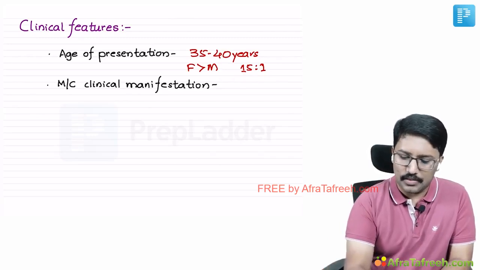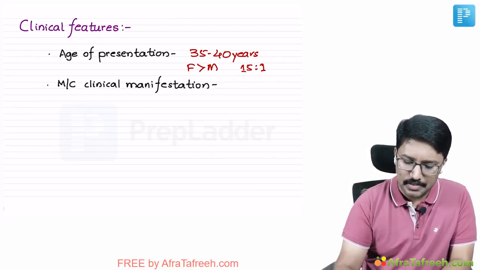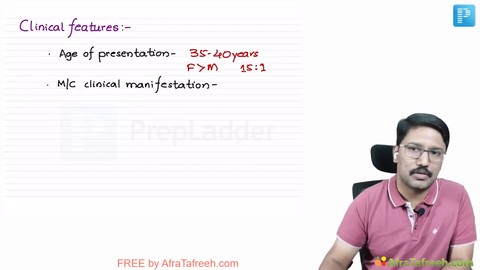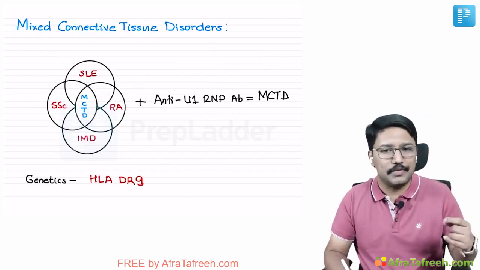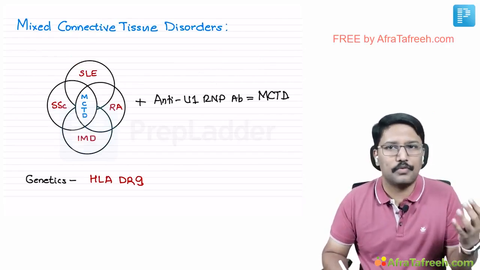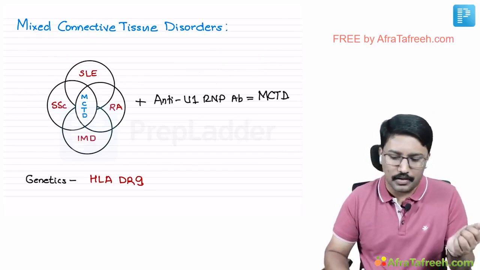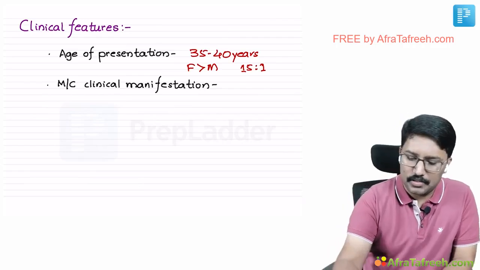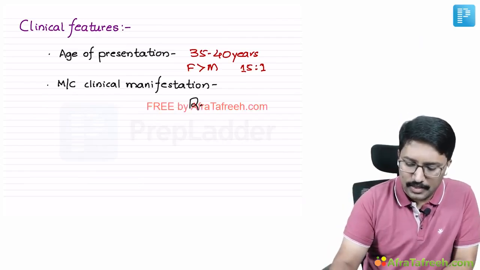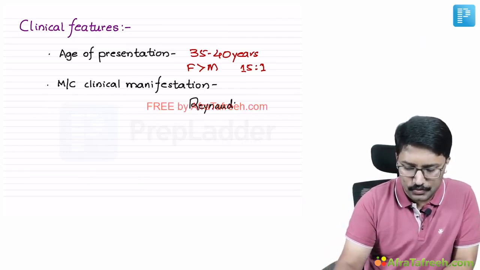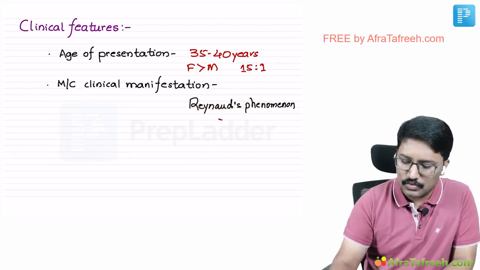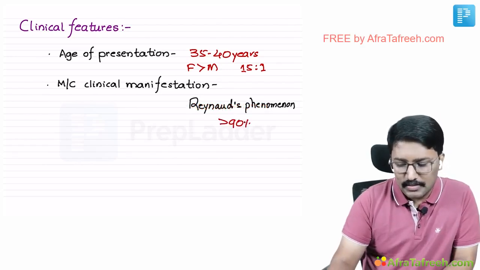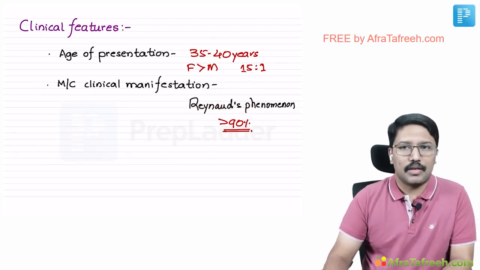Okay, if you ask me what is the most common clinical manifestation of mixed connective tissue disorder, we have already discussed these 4 entities, so it has to be one of the clinical features of these 4 connective tissue disorders, right? So what is that? The most common manifestation is usually Raynaud's phenomenon, right? It is usually Raynaud's phenomenon. This is seen in more than 90% of the patients who eventually get diagnosed as mixed connective tissue disorder.